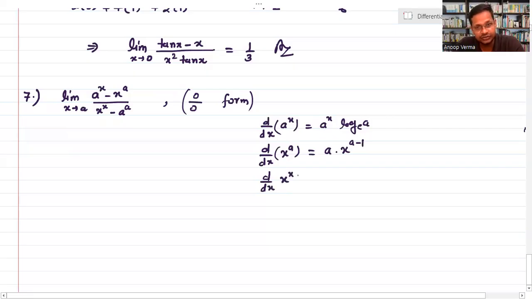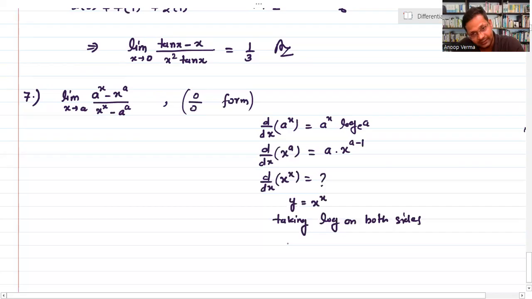x power x, तो इसका कोई डायरेक्ट फॉर्मूला नहीं है, बट सिंपली हम इसे याद करके रखते हैं। कैसे? इफ यू आर टेकिंग y इज इक्वल टू x की पावर x, ओके, you can have taking the log on both sides. तो हम जब log ले लेंगे तो you will have log y is just equal to log of x power x, and now you can just simplify, this is x into log x, है ना?